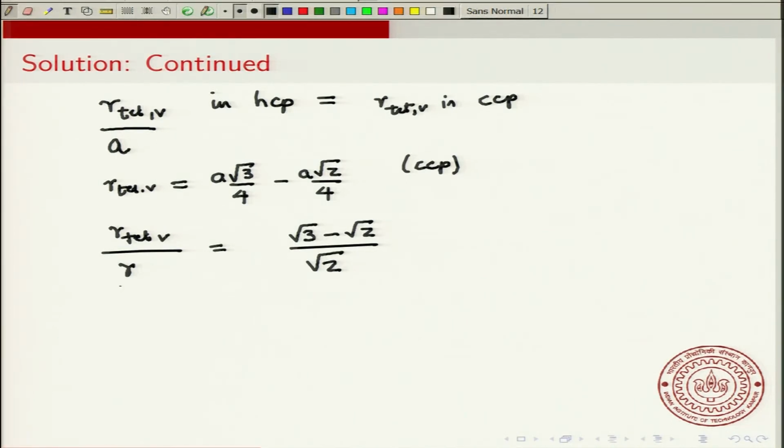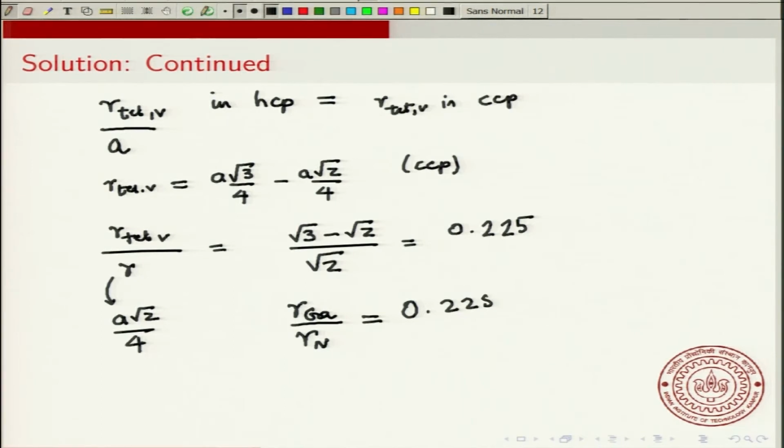Because this is the radius of the larger species, R equals a root 2 by 4, and this is equal to about 0.225. So ideally you would want the radius of gallium divided by the radius of nitrogen to be equal to 0.225, if the nitrogen forms a perfect HCP and the gallium also forms a perfect HCP, and both of them form a perfect wurtzite structure.